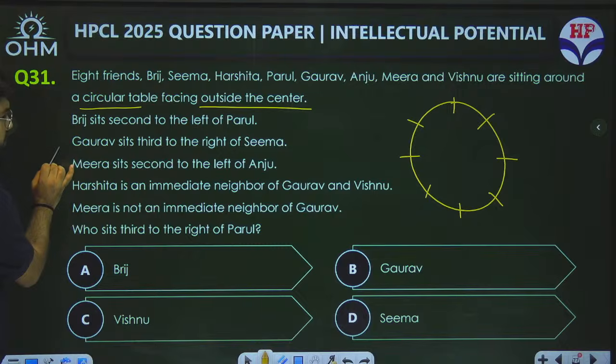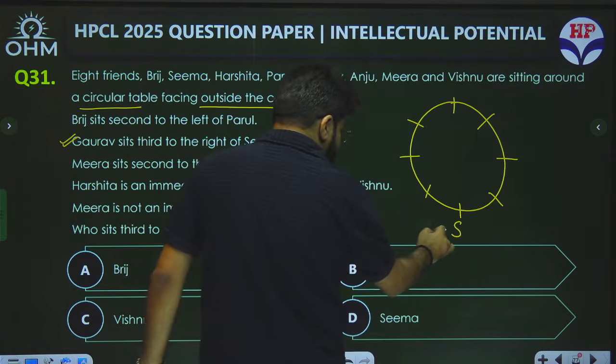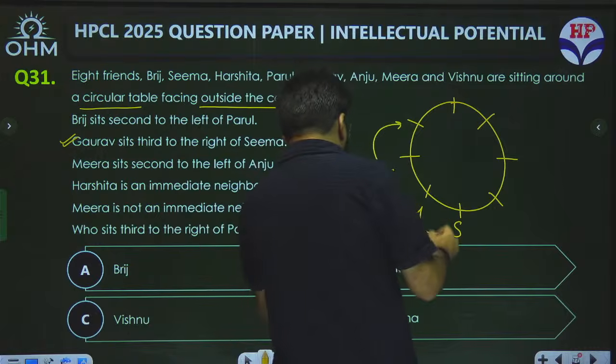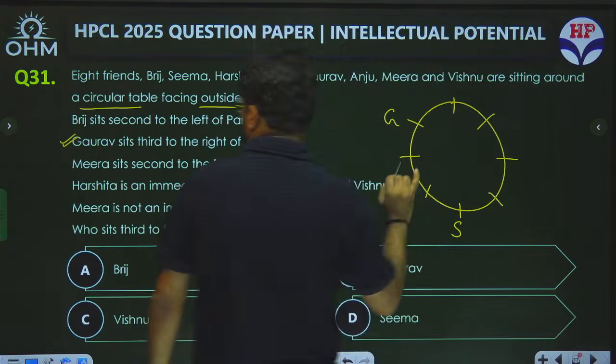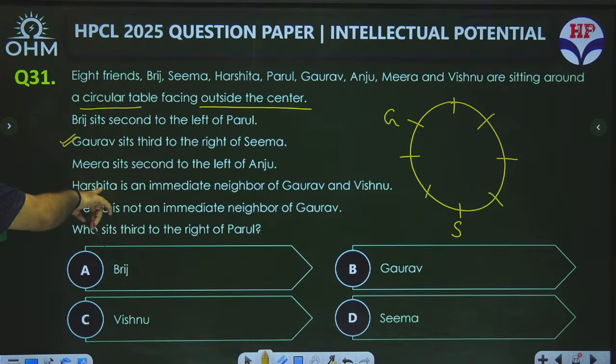Okay, Gaurav and Seema. And then there are 2 more statements on Gaurav. So I'll try to start with this. Gaurav is third to the right of Seema. Suppose this is Seema. Right side is this time. Gaurav is third to the right of Seema. So here Gaurav should come. Okay, now another statement on Gaurav.